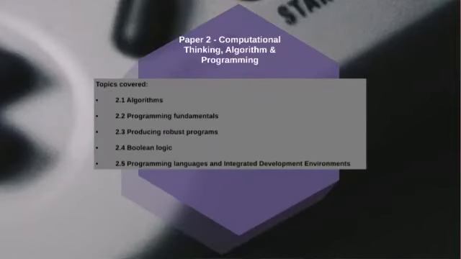Now, what does Paper 2 cover? The topics covered in Paper 2 include algorithms. We'll be looking at searching algorithms like binary search and linear search. We will also look at sorting algorithms like merge sort, bubble sort, and quick sort. We also look at programming fundamentals. We'll look at how to create robust programs, and what goes into creating these programs. We would also look at Boolean logic, where we look at the AND gate, the NOT gate, and the OR gate. We would also look at some programming languages like Python, C Sharp, Java, and JavaScript. And we would look at some of the software like Visual Studio that will help us when we are programming in these languages.